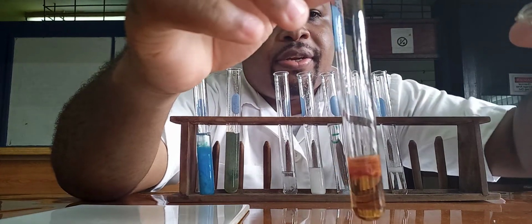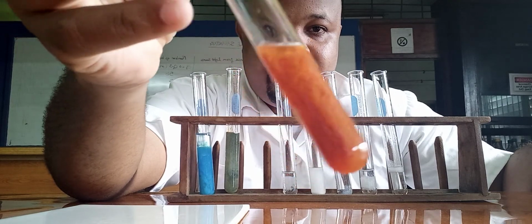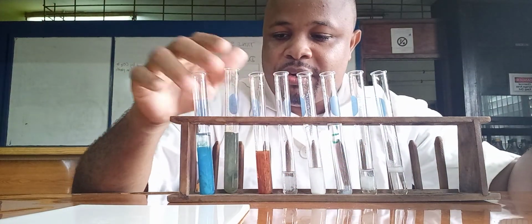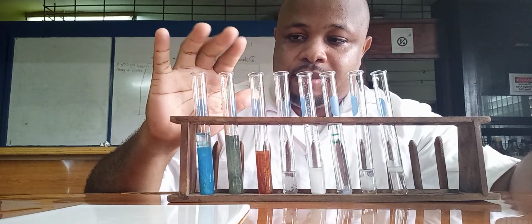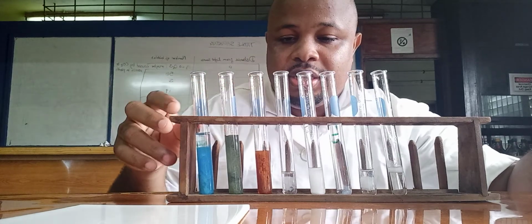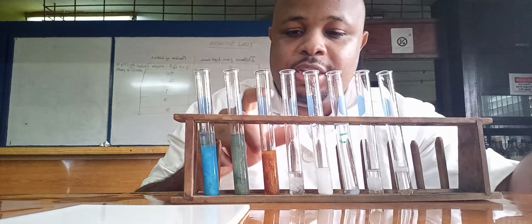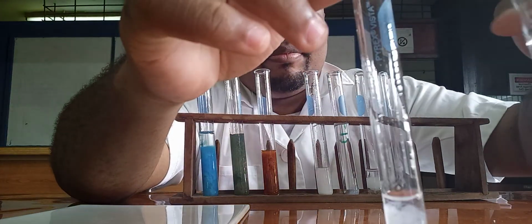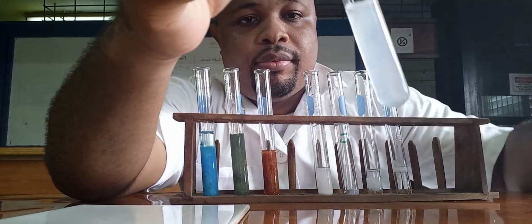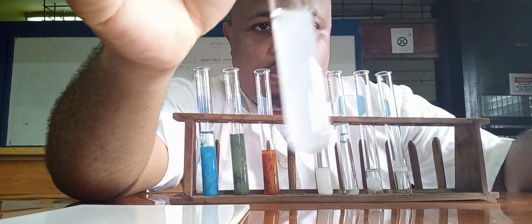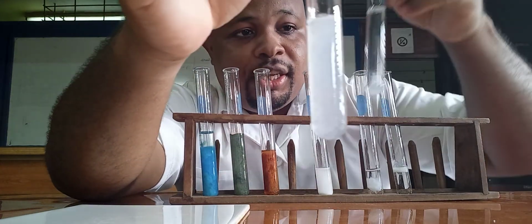Right. Iron 3. Precipitate is there. So far, copper sulfate, iron chloride, iron 2, this is iron 3, all of them, the precipitate remained. Next in line is magnesium. Alright, precipitate is there. As you can see, it's not like with zinc.